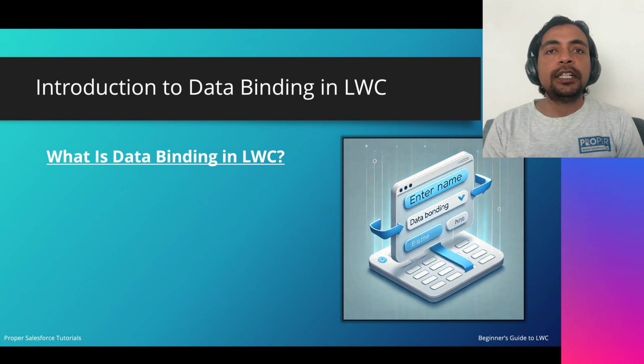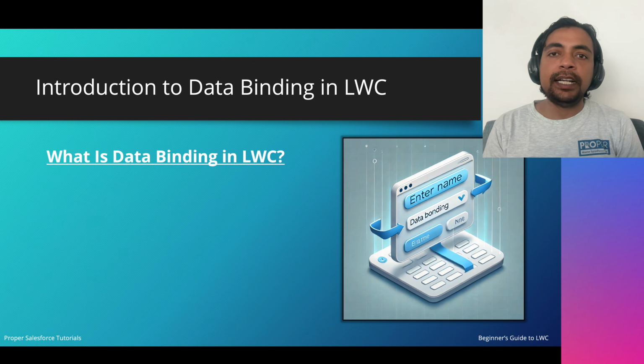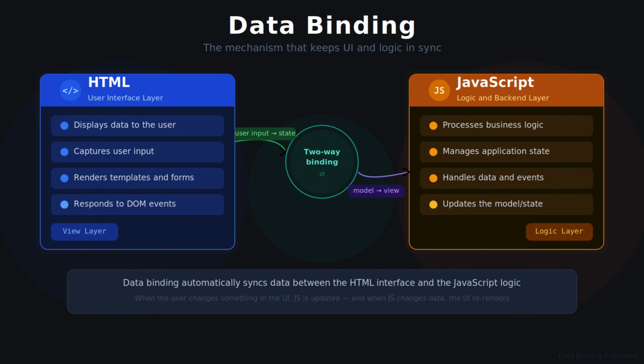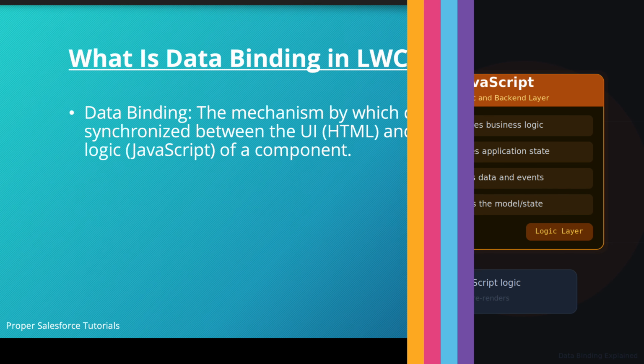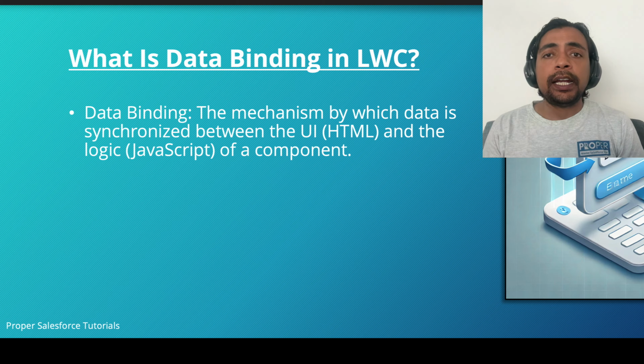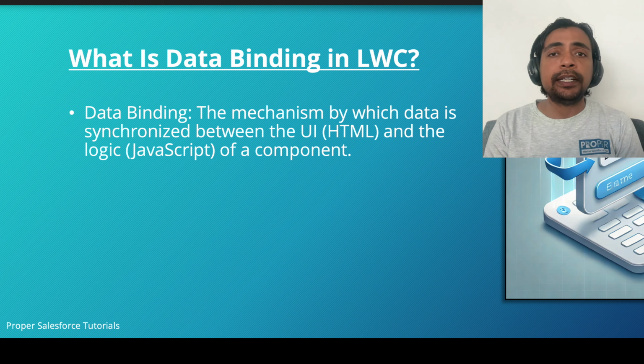So first things first, what is data binding in LWC? Data binding is a mechanism by which data is synced between the user interface, that is nothing but the HTML, and the logic or the backend, that is nothing but the JavaScript. An LWC component is composed of the front end and the back end, and data binding is how the data is synced between them.